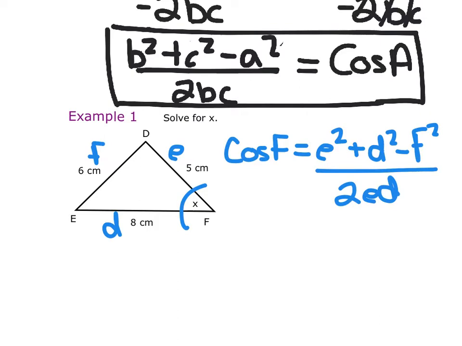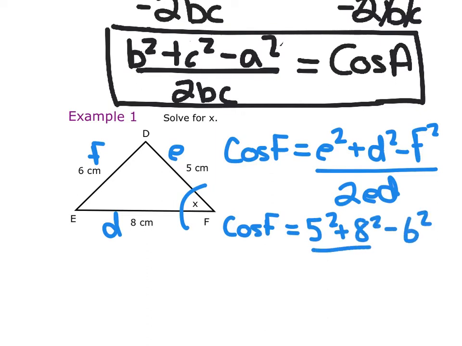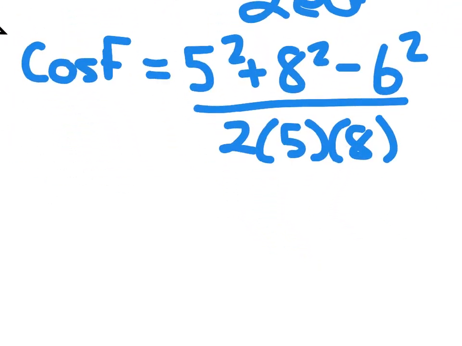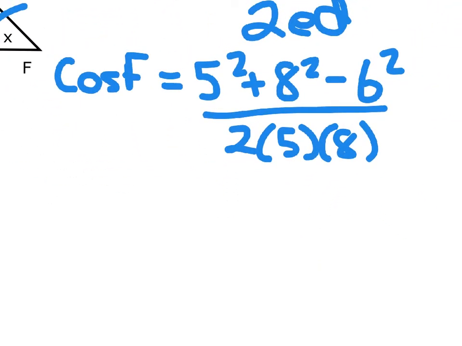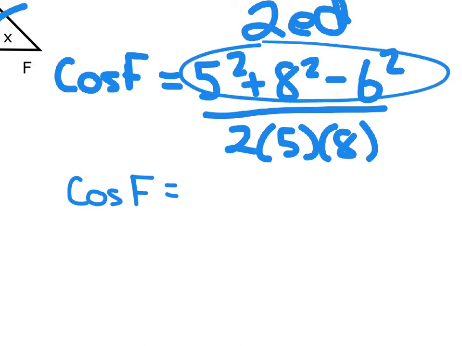Now what I could do is sub in those values. So we know cos F is equal to 5 squared plus 8 squared minus 6 squared divided by 2 times 5 times 8. So when you get to this part, what I want you to do is solve for the top and the bottom of the equation here. Solving for the top section first, we get the value of 53. Solving for the bottom, 2 times 5 times 8 gives you a value of 80.